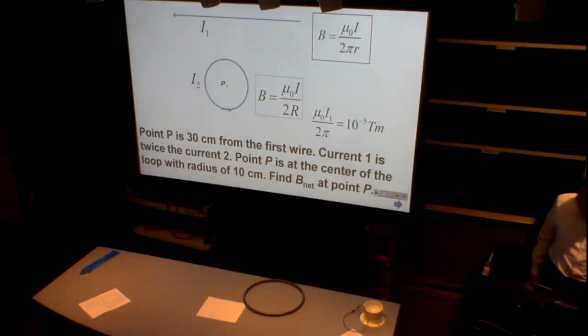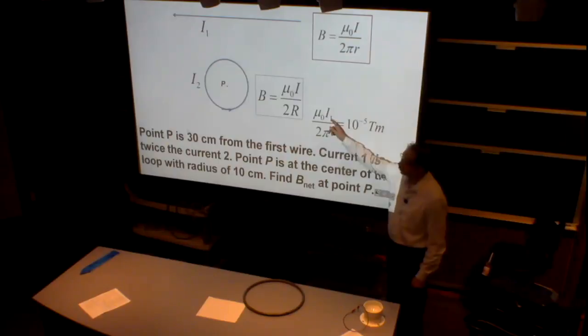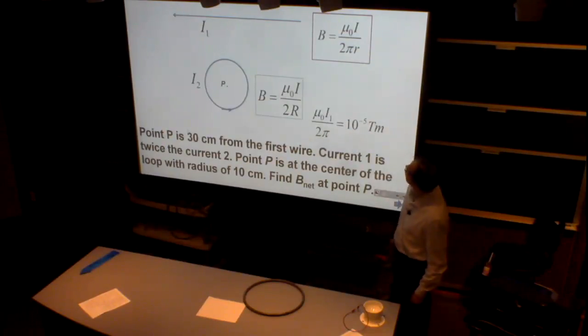We know, well, technically we know electric current because we could solve it, but we don't have to. This whole combination is a given number, and we know the distances.